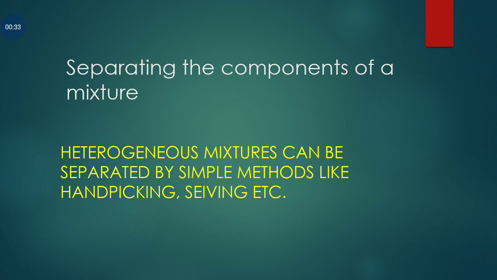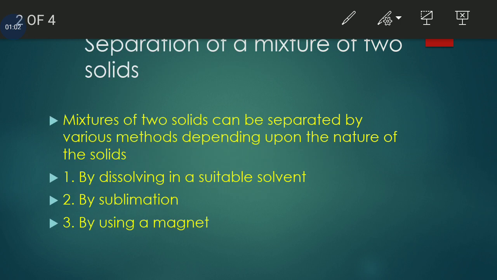So depending upon the state of the components in a mixture, we will discuss how to separate the components from each other. Heterogeneous mixtures can be separated by simple methods like hand picking, sieving, etc. There are common methods by which we can separate most heterogeneous mixtures, but we will discuss special cases in detail one by one.